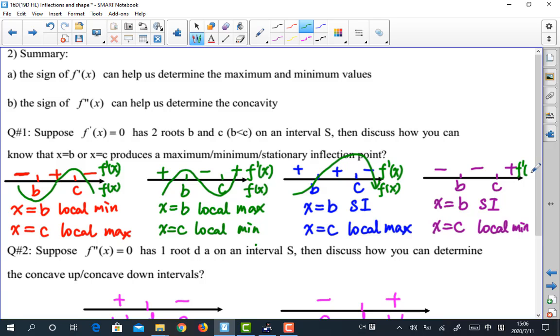From increasing to decreasing, this x equals c can produce the local maximum point. If the signs of f prime x on each side of b and c look like negative, negative, positive, the function should be decreasing, decreasing, then increasing. So in this case, x equals b should be the stationary inflection, because on both sides of x equals b, you have the same signs for f prime x. Then x equals c, from decreasing to increasing, this one should produce the local minimum point.